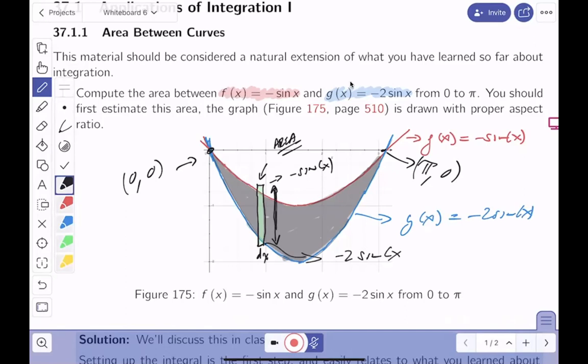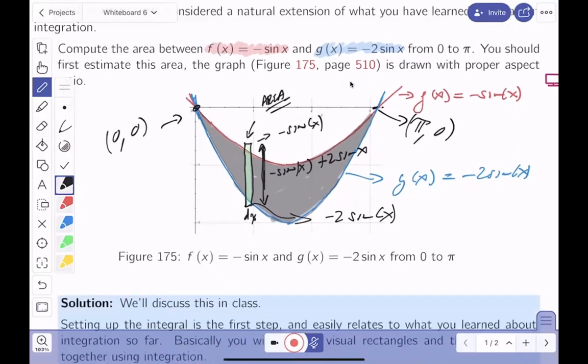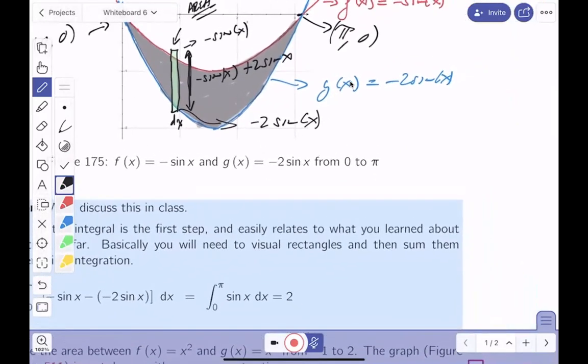What's the height going to be? Upper minus lower. So it's going to be minus sine x minus a minus 2, which is plus 2 sine x. So I know the area of the rectangle. And what's it going to be? It's going to be this over here, which is sine x.